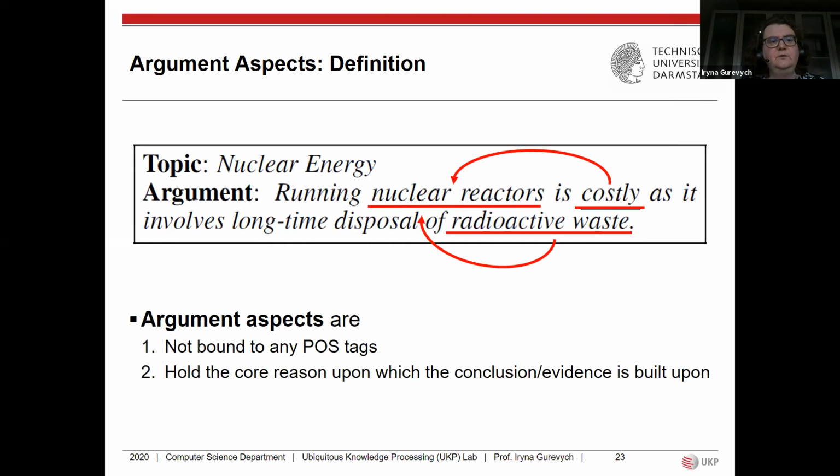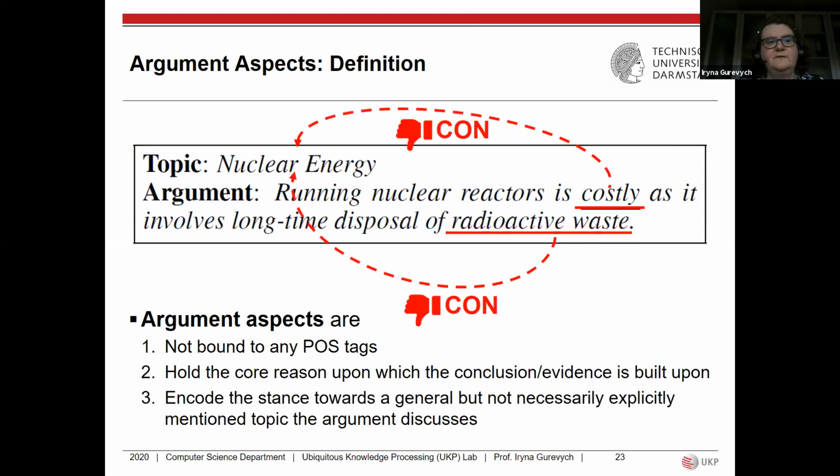Second property is that the argument aspects hold the core reason upon which the conclusion of the argument is built. Third, they encode the stance towards a general but not necessarily explicitly mentioned topic that the argument discusses. So in this case, they encode the stance con because the price is high, which is bad, and the radioactive waste is also, of course, bad. It should be noted that the topic is not explicitly mentioned in the sentence.